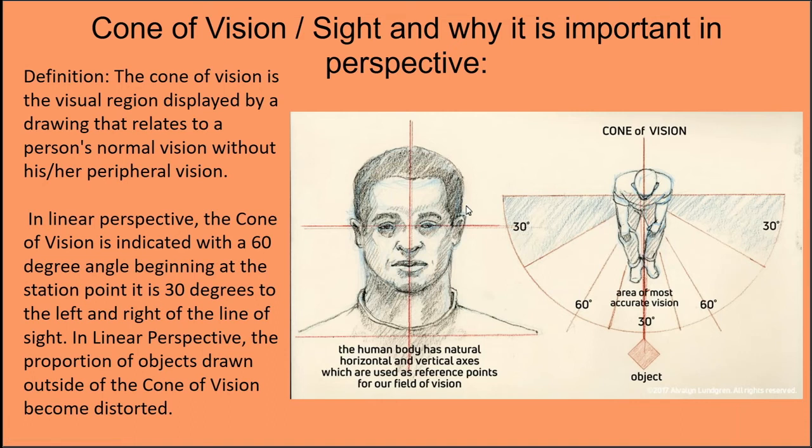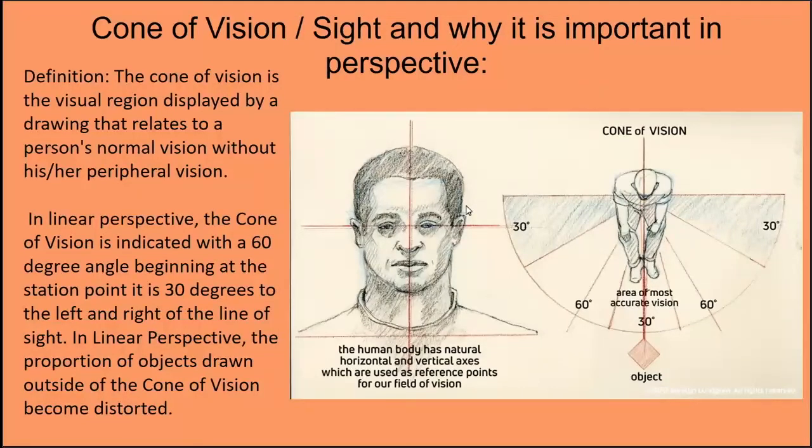Another idea that we have to have an understanding of is something called cone of vision. It's sometimes also called cone of sight. Why it's important in perspective is that if you don't pay attention to it, you'll create really unusual looking drawings that don't seem right. The definition of cone of vision is the visual region displayed by a drawing that relates to a person's normal vision without his or her peripheral vision. In linear perspective, the cone of vision is indicated with a 60-degree angle beginning at the station point. It's 30 degrees to the left and to the right of the line of sight.